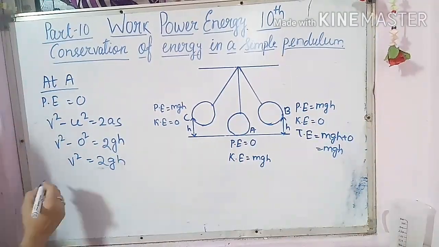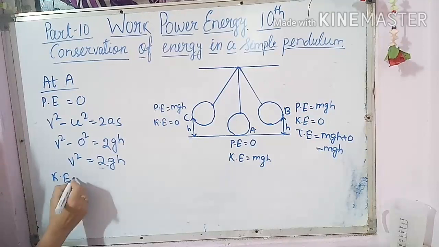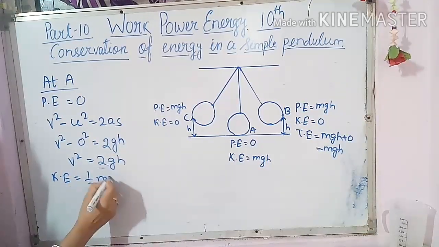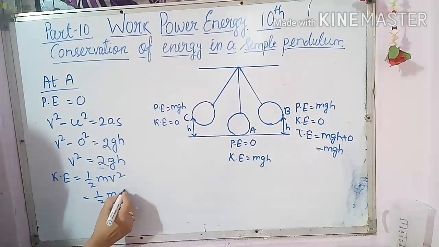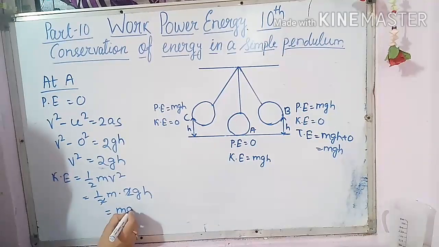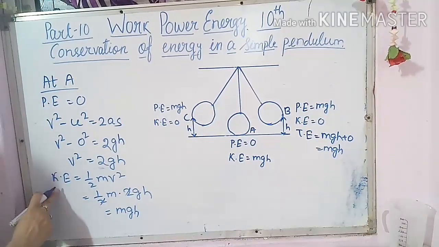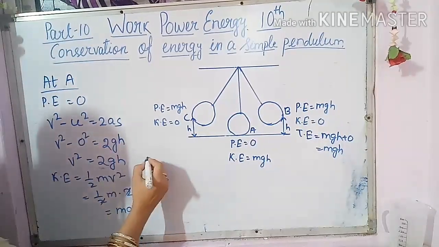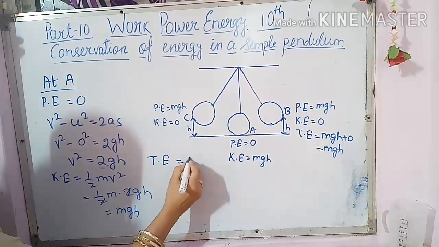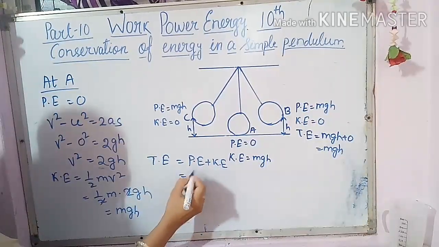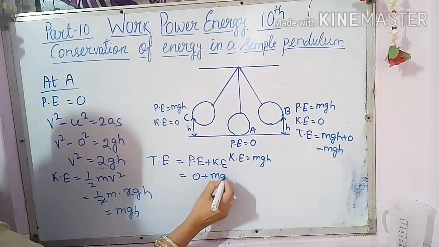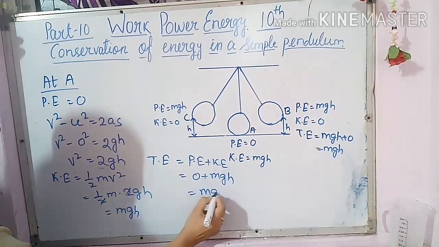Now according to the kinetic energy formula, kinetic energy equal to half mv square. Now half mv square means you put the 2gh. Now the 2 you can cut, you will get mgh. Now you got the value of kinetic energy, mgh. Now you can find out the total energy, that is total energy equal to Pe plus Ke. So here Pe equal to 0 plus Ke equal to mgh. So now your answer is mgh.